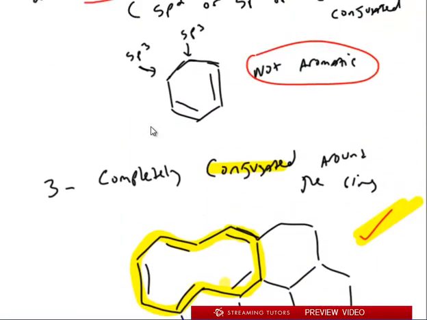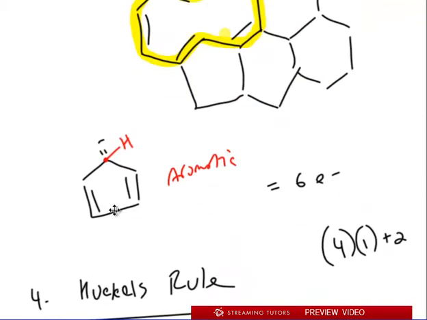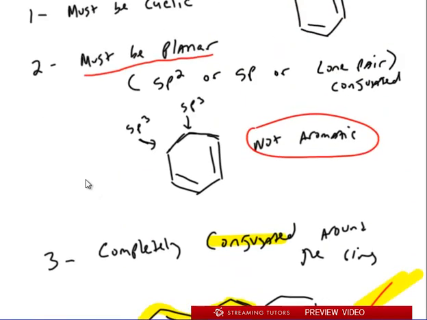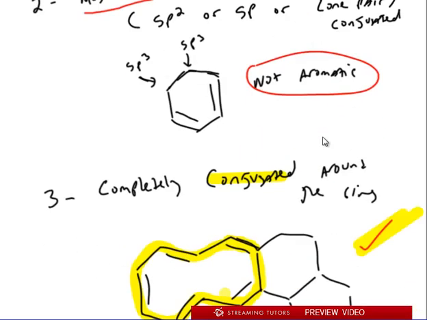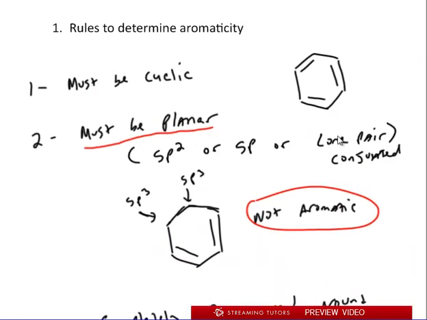Number 1, it's cyclic. Number 2, it's planar. Everybody is planar. This doesn't look planar, but remember, a lone pair next to a double bond is planar. You could think of it as planar. Same thing with a cation. Same thing with a radical. As long as it has something next to a double bond. So maybe we should write radical up here. Lone pair or radical. I'll just write it for yourself. Or radical.